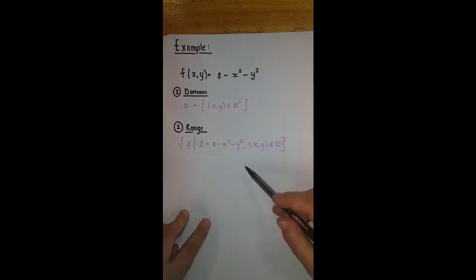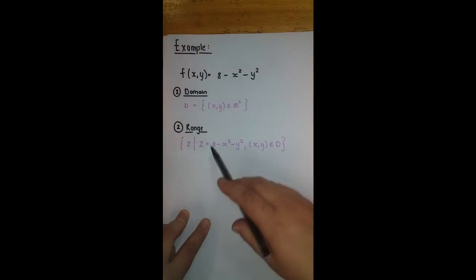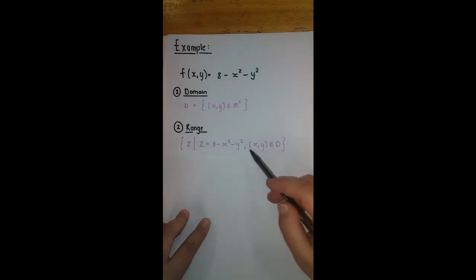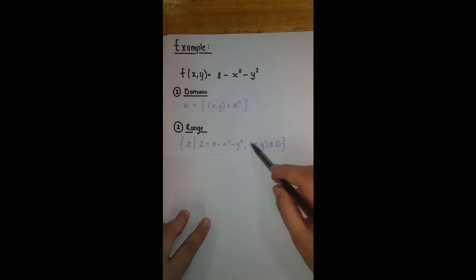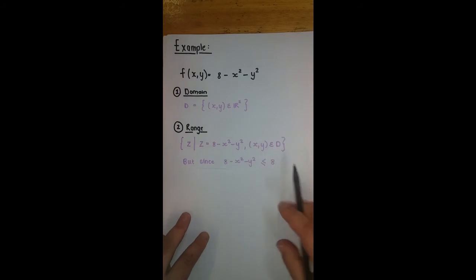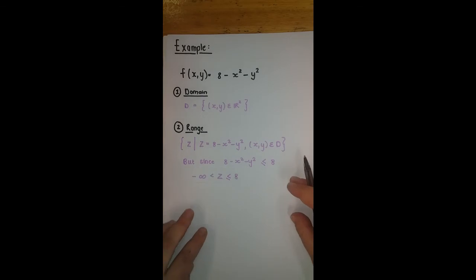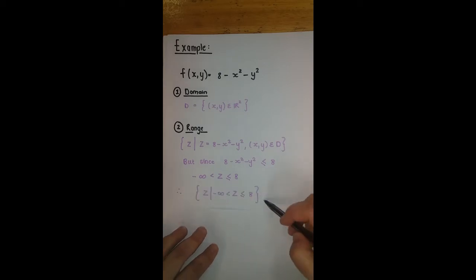So you'll start off saying z is in the range of z is equal to 8 minus x squared minus y squared, wherever x and y is in their domain, because it always needs to obey the domain. But since 8 minus x squared minus y squared is always less or equal to 8, we can say that z is always greater than negative infinity or smaller or equal to 8. And this is what you'll get for your range then.